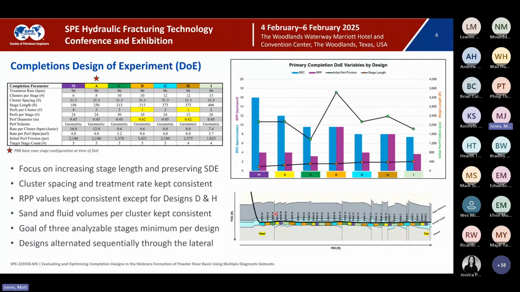We also alternated the design sequentially throughout the lateral from toe to heel, which I'm showing you here. This was done to minimize any impacts of geologic differences across the lateral going from toe to heel. You can see that there is a bit of faulting in the Niobrara where this particular well was drilled, but by and large, most of the stages are within the intended target formation.